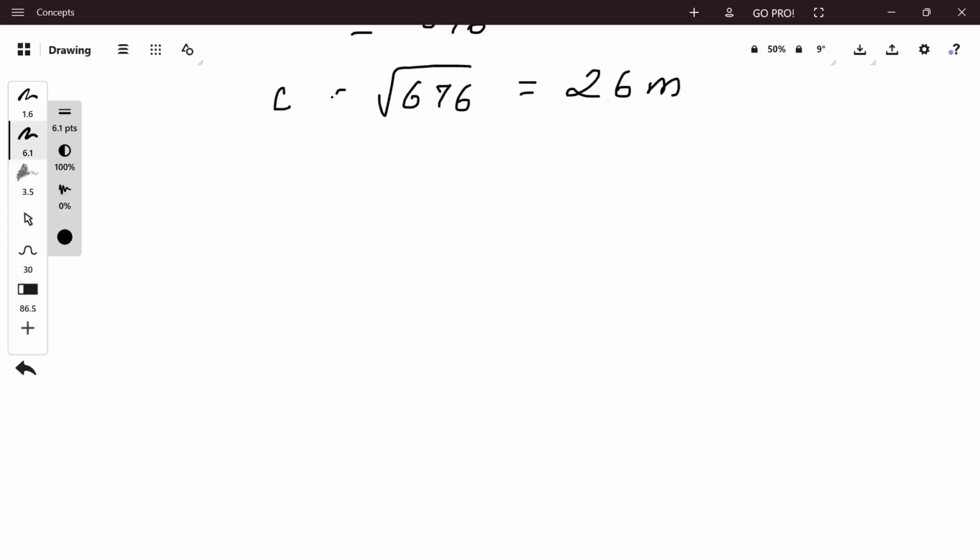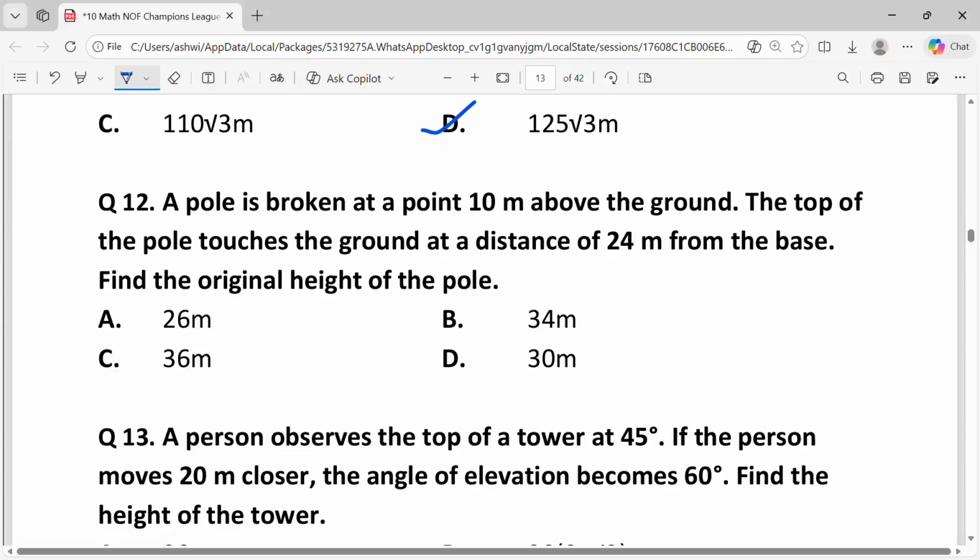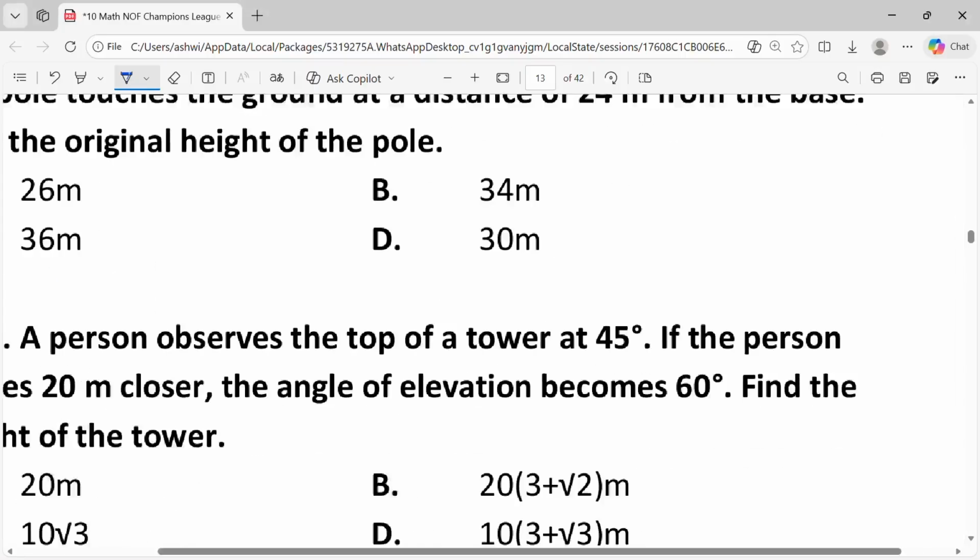The original height is the sum of the standing part plus the broken part, that is h is equal to 10 plus 26, which is equal to 36 meters. From the given options, the answer is C, 36 meters.